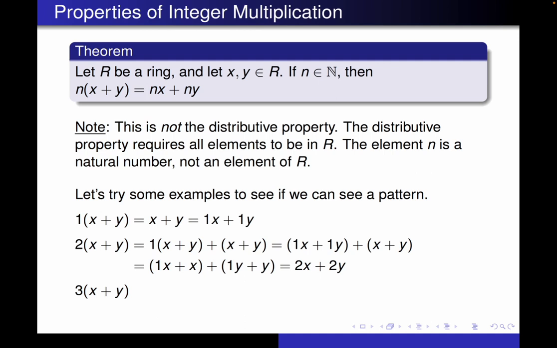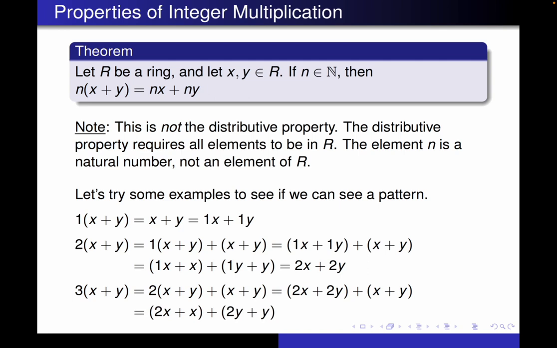If I want to do 3 times (x plus y), well, 3 times anything is 2 times that thing plus that thing again. So that's 2 times (x plus y) again. By the computation we just did, 2 times (x plus y) is equal to 2x plus 2y. We leave the other x plus y alone. We use the associative property and the commutative property again together to put the x's together and the y's together. And then by the definition of multiplication, 3 times x is equal to 2x plus x. That's the first one. 3 times y is equal to 2y plus y. That's going to be the second one. And again, we get 3 times (x plus y) equal to 3x plus 3y.